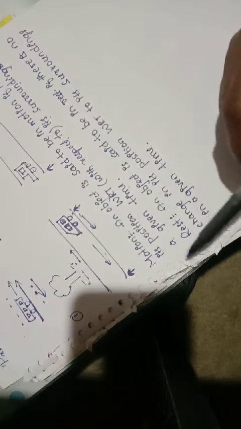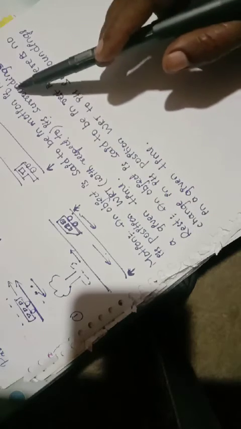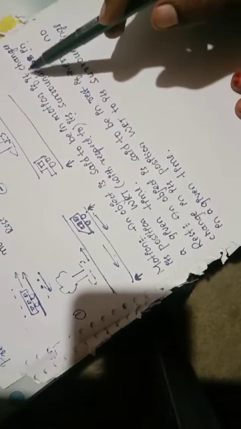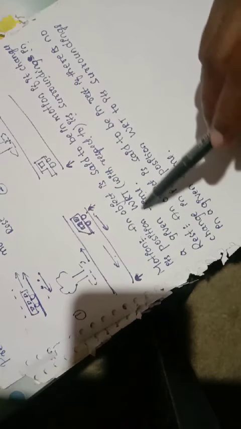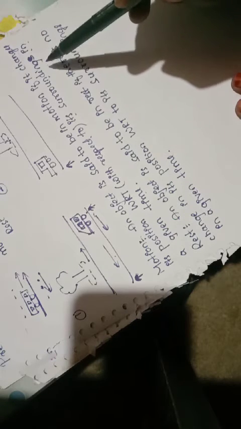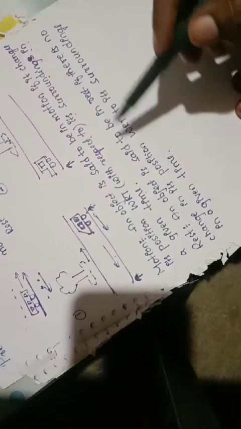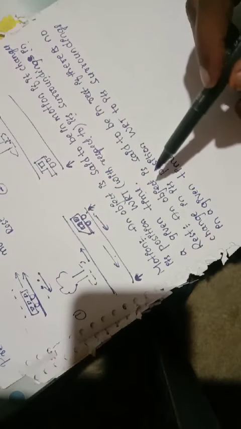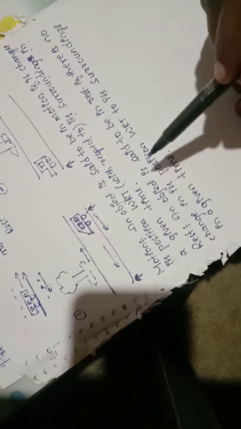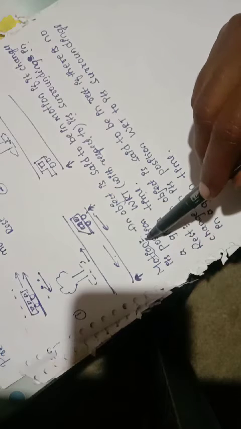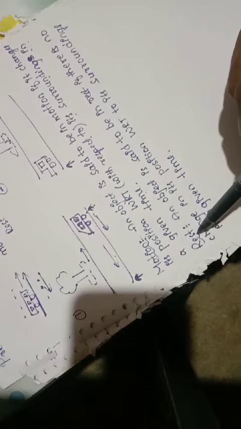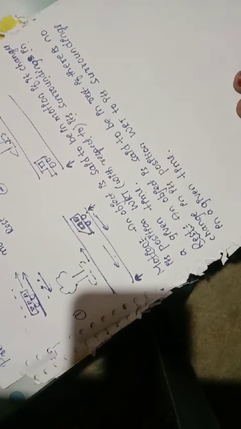So what is motion? An object is said to be in motion if it changes its position with respect to its surroundings. If we compare with the surroundings, and the position of the object is changing in a given time, then it is said to be in motion. If it is not changing its position, then it is said to be at rest.